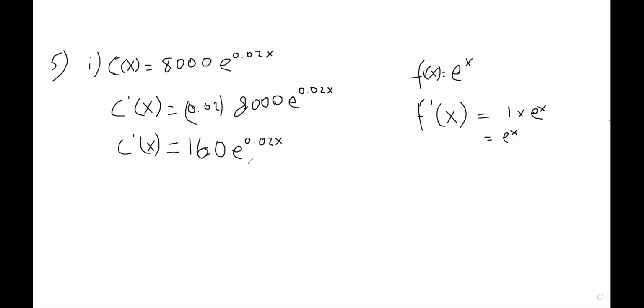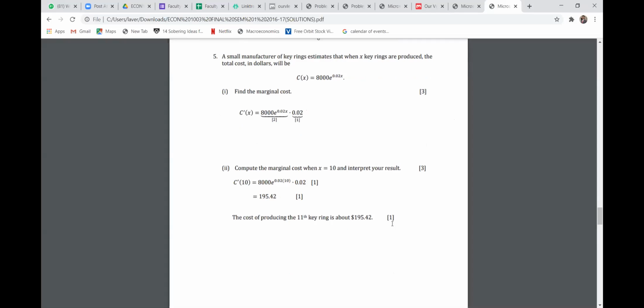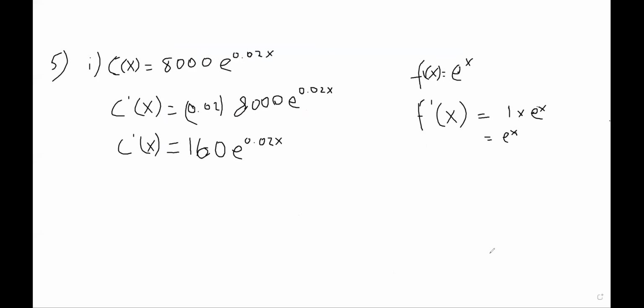So the second part, I'm going to show the second part real quick. It asks us to compute the marginal cost when x is equal to 10 and interpret our results. All it's asking us to do is to substitute x equal to 10 into the answer that we just got. We're just subbing x equal to 10 into this equation right here, our differential of C of x. That's all we're going to do.